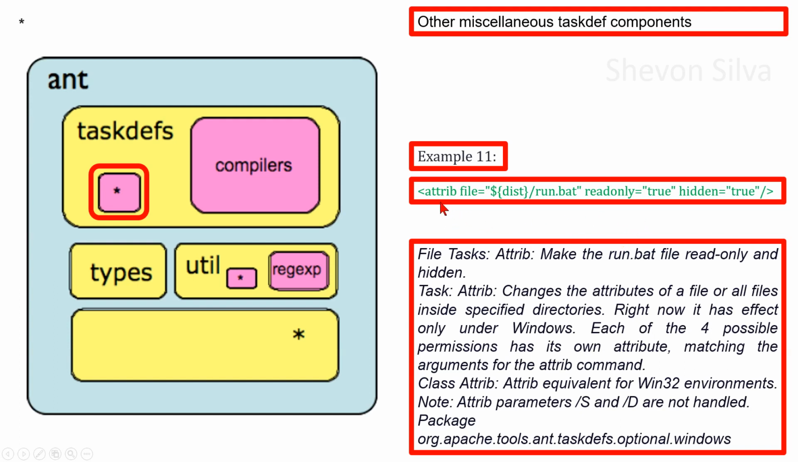With regard to API, the class attrib is the equivalent for Win32 environments. Note, attrib parameters /s and /d are not handled. This is in the package org.apache.tools.ant.taskdefs.optional.windows.